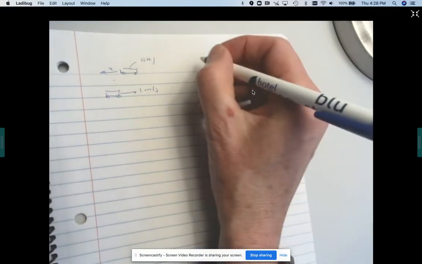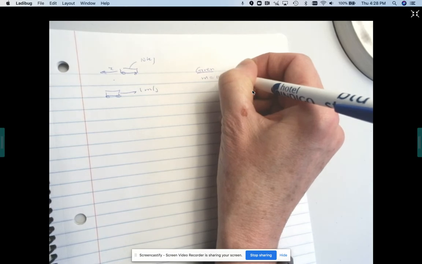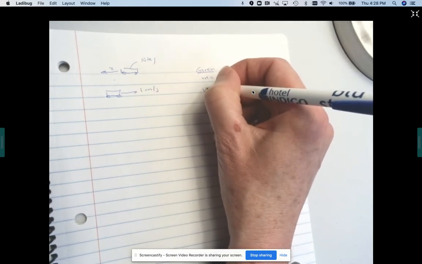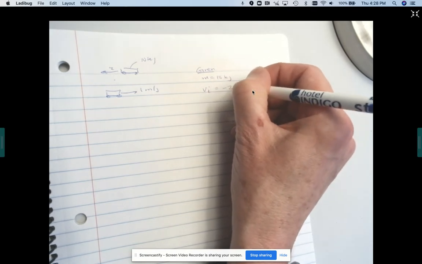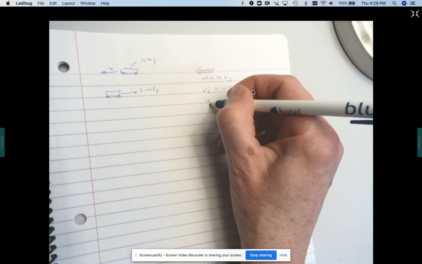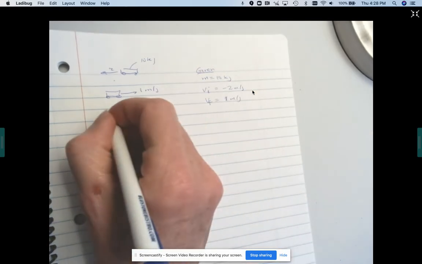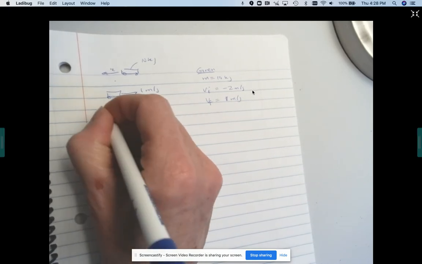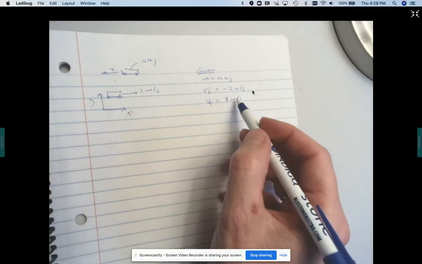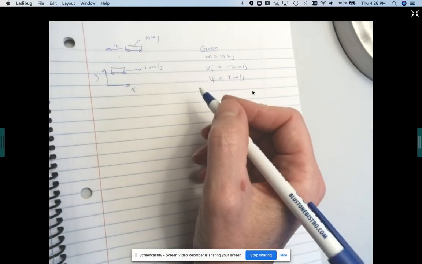So we are given that the mass is 10 kilograms. We're given V initial, let's say, is minus 2 meters per second because it's going to the left, and V final is 1 meter per second. Okay, so we'll put our coordinate axis, looks like that. So it's all in the x direction, right? And negative means it's going to the left initially, and then positive means it's going to the right.